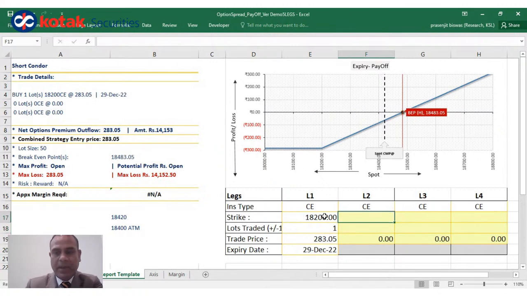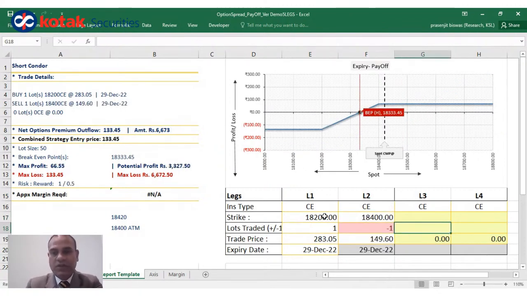And 18,400 call option, I will sell. So this is a normal bull call spread, correct? I'm buying a call option and selling a call option of a higher strike price. So therefore, it's a normal bull call spread.